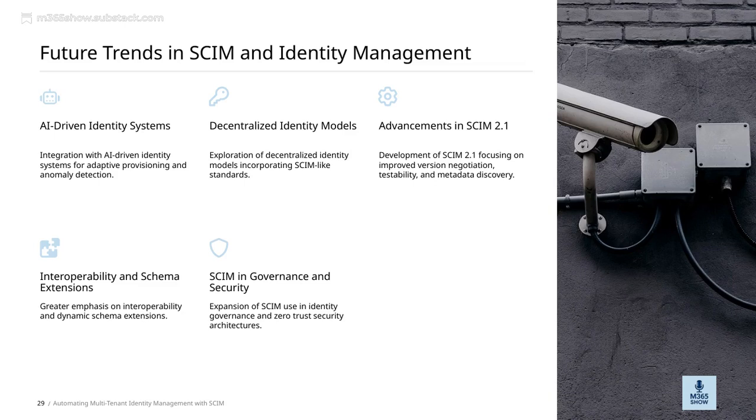Another interesting trend is the exploration of decentralized identity models that incorporate standards similar to SCIM. This approach could revolutionize how we think about user control and data sovereignty. Finally, integration with AI-driven identity systems is on the rise. With AI, we can enable more adaptive provisioning, smarter anomaly detection, and overall more secure and efficient identity management processes. All of these trends highlight how SCIM is evolving to meet the complex demands of modern identity management, ensuring more secure, flexible, and scalable solutions for the future.